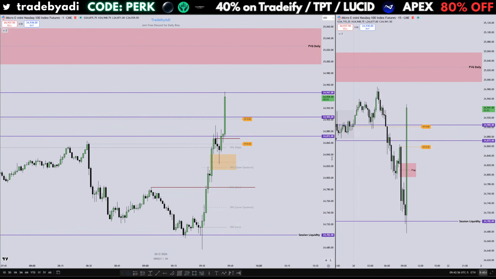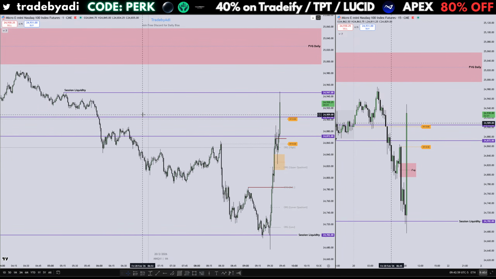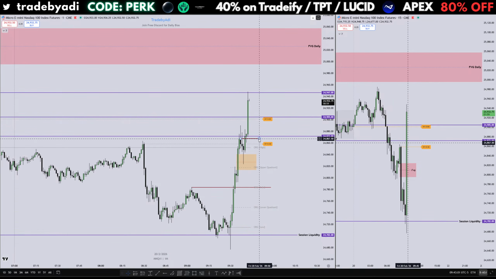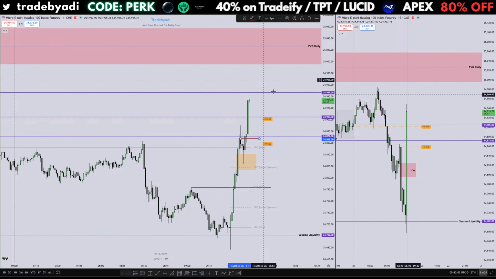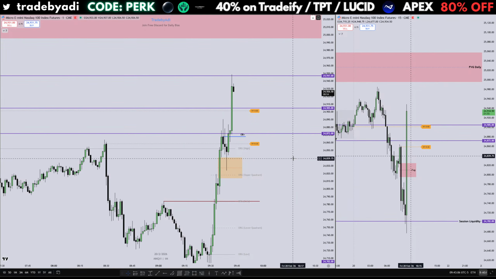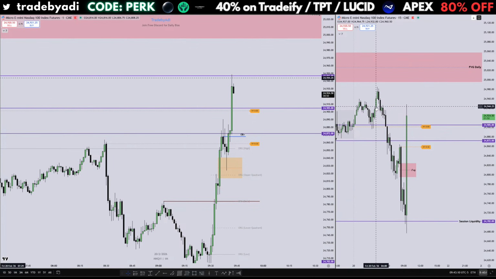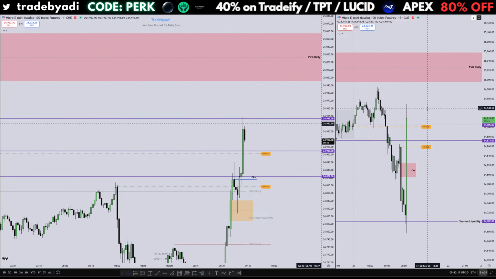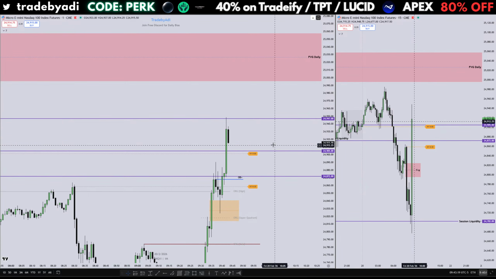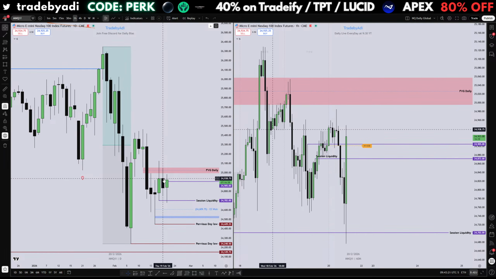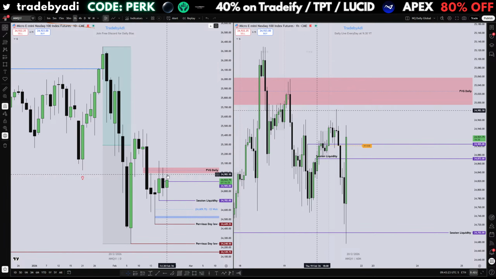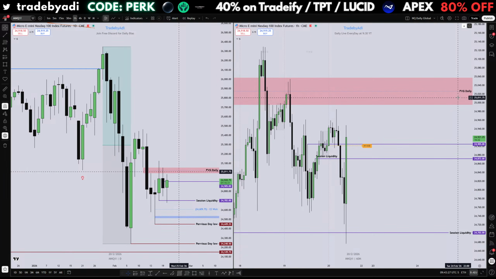GG guys, if you have taken out this setup. Right now we are trading to this gap, okay, this fair value gap on a 15 minute, and let me check the daily. So we can revisit the daily fair value gap also.